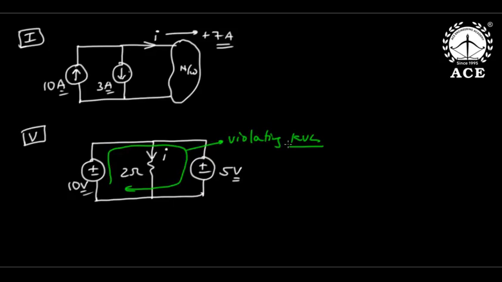Circle symbol means ideal independent sources. Never can we connect two ideal voltage sources in parallel. That is a violation of KVL. Please understand. So I cannot be determined.